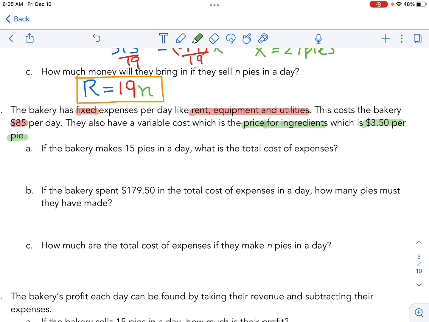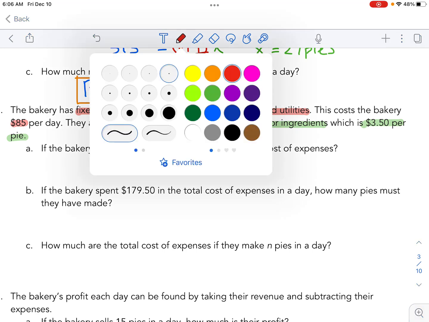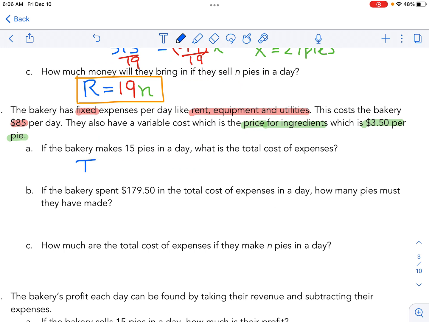So if the bakery makes 15 pies a day, what is the total cost of expenses? These are all expenses here. This is all money they have to pay out. So we're looking at some sort of total again. And so we have a total.